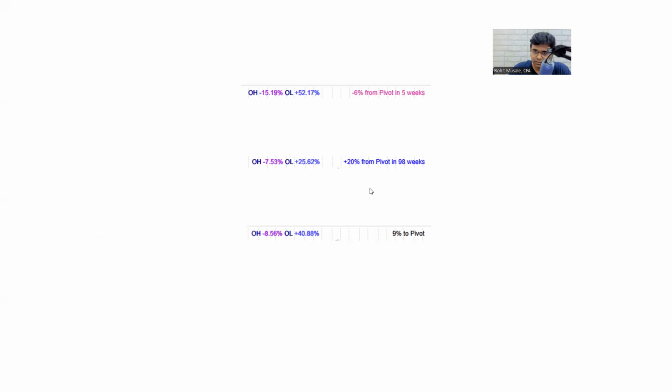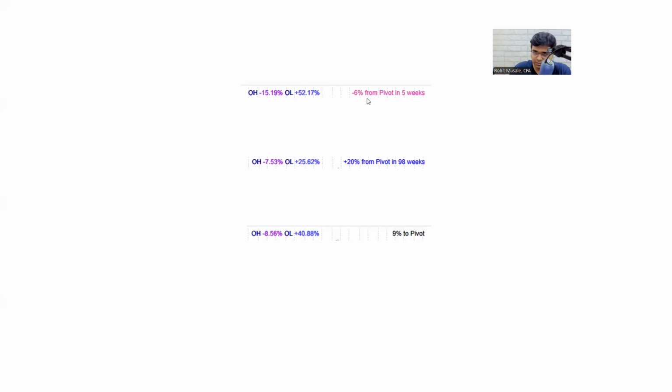That's what this means. 20% from pivot in 98 weeks. So from the pivot, when this stock broke out of that base, it took 98 weeks for the stock to go up 20%. 98 weeks is more than 2 years, approximately. So you can see it took 2 years for the stock to go up 20% from the pivot point. And then this is 9% to pivot, which means the stock is coming near the pivot and will enter the blue shaded area.